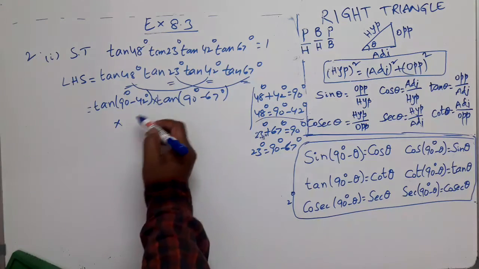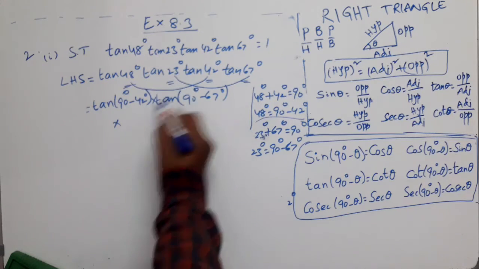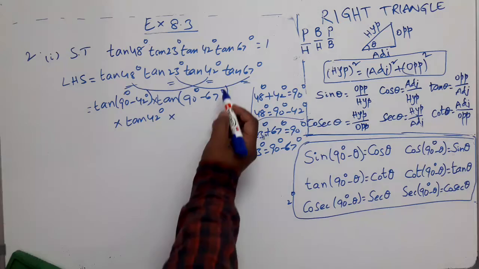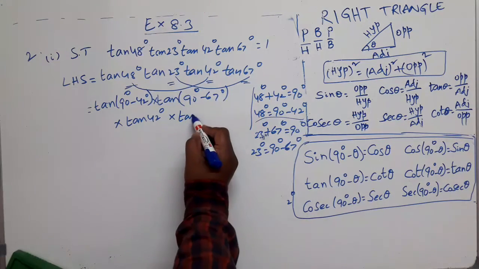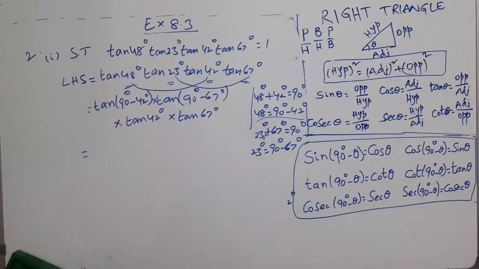Multiplied by, for better understanding, I am using these symbols, multiplication. Multiplied by tan 42 degrees is already there. I am leaving it as it is. Multiplied by tan 67 degrees is there. I am leaving it as it is. And simplifying further.